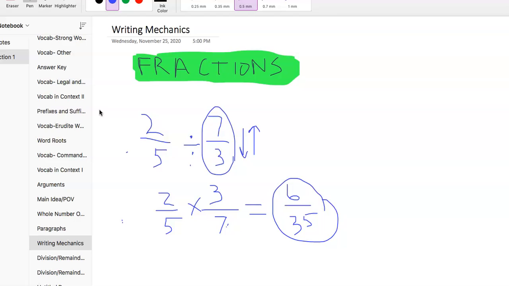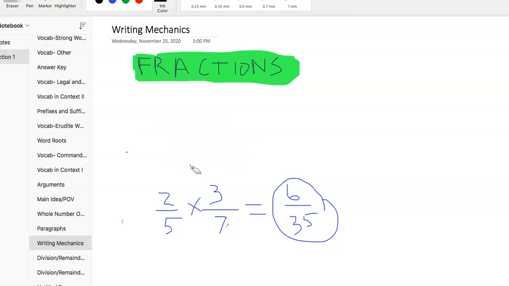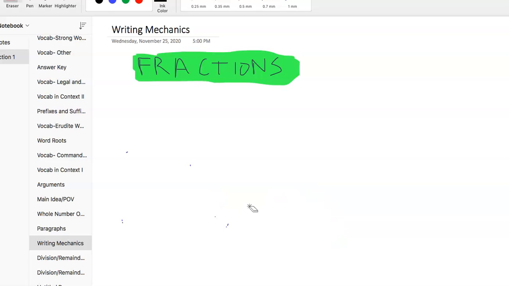Maybe we should do one more, right? Sometimes seeing it twice can be useful. So again, that's what we do. We flip that second fraction and then multiply. Okay, so let's go 1/4 divided by 1/3. Okay, so 1/4 stays the same, right? We don't do anything with the fraction on the left.